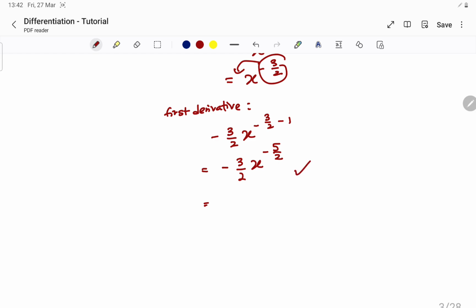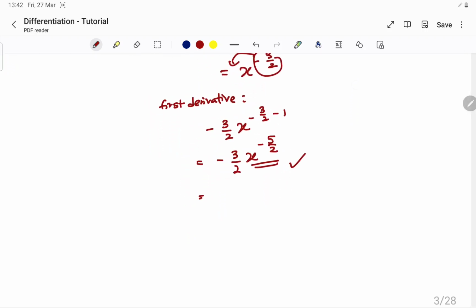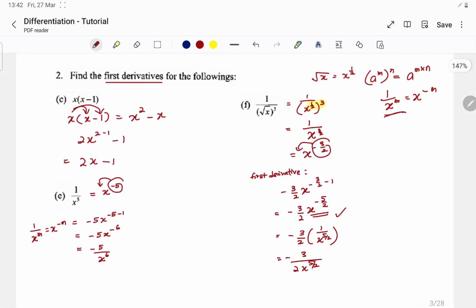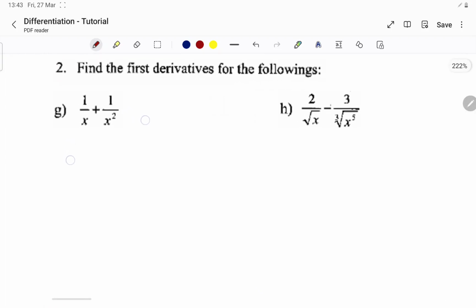Either you want to write like this, or you want to change it to the proper form, the fraction form, so you just put negative 3 over 2, and it becomes 1 over x to the power of 5 over 2, right? And then you can combine this, so it will become negative 3 over 2 x to the power of 5 over 2. Like this also can. So this is for question 2F. We proceed to the next question, question G.